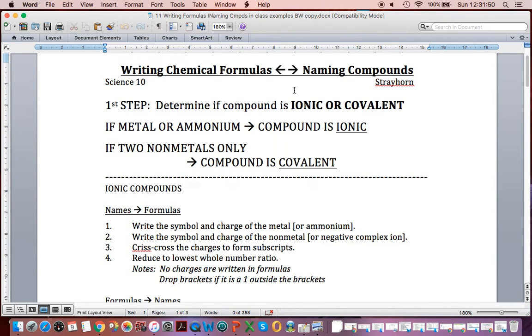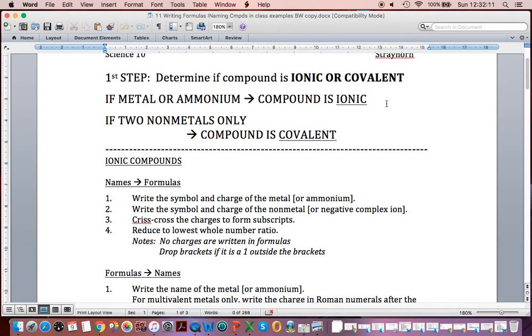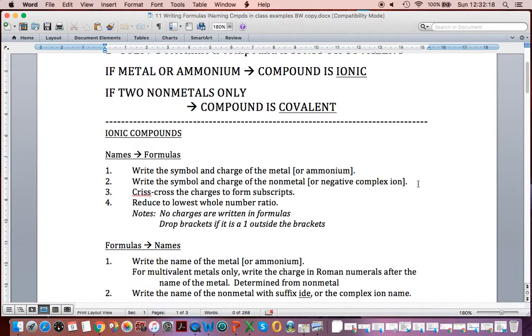Good day. This sheet should look very familiar. It reminds you about how to write formulas or how to name compounds. Key thing is you always have to start by figuring out if the compound is ionic or covalent. If you see a metal or ammonium, you know for sure it's ionic. If all you see are two nonmetals to the right of the staircase, it's covalent. Ionic, electron transfer, you're balancing charges. Covalent, ooey gooey electron sharing, away we go.